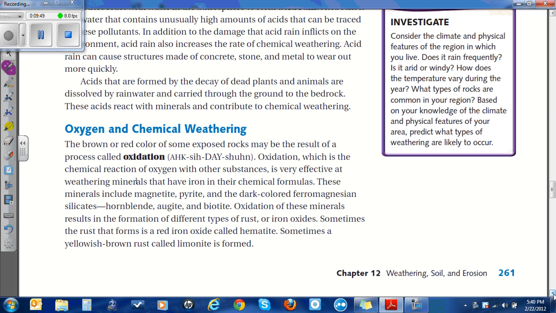Oxidation of these minerals results in the formation of different types of rust or iron oxides. Sometimes the rust that forms is a red iron oxide called hematite. Sometimes a yellowish-brown rust called limonite is formed.